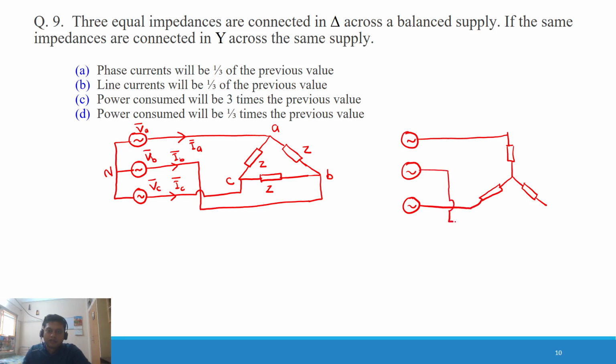Phase A will be connected to point A, B, C. So phase A, phase B, phase C. It has a neutral point, and the load also has a neutral point, and the impedances are equal.